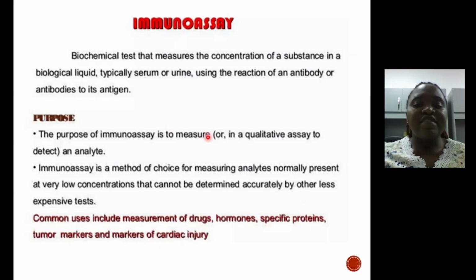The immunoassays are able to quantitate as well as to detect the analyte, and they have been the method of choice to especially determine very low concentrations of specific analytes. Such analytes would include drug assays, hormones, specific proteins, tumor markers, and markers of cardiac injury.